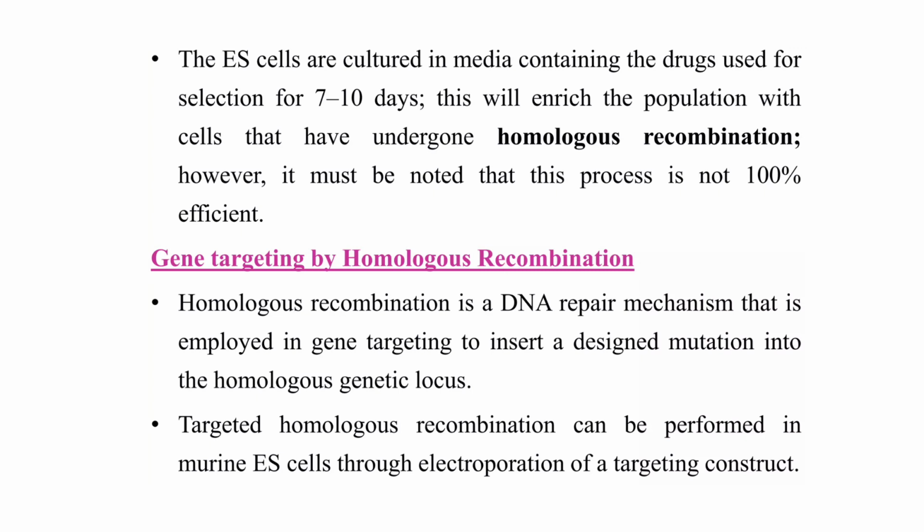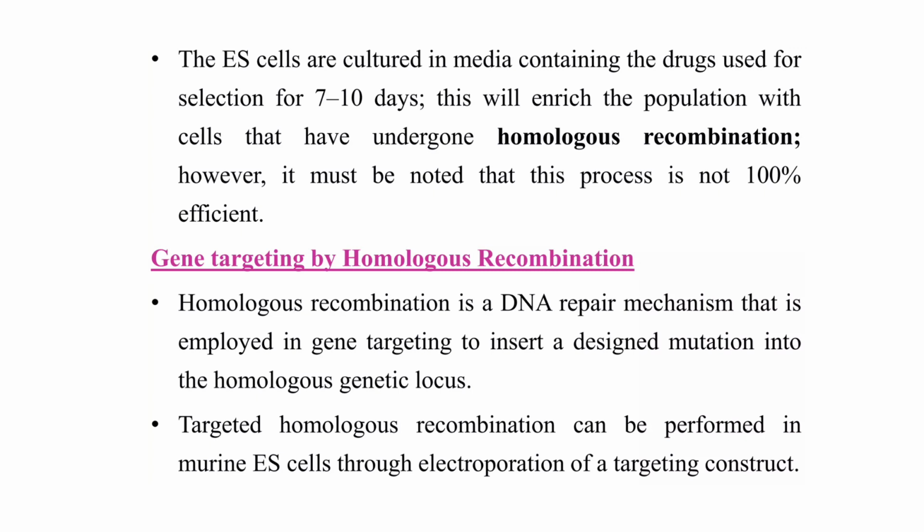The embryonic stem cells are cultured in the media containing the drugs used for selection for 7 to 10 days. This will enrich the population with cells that have undergone homologous recombination. However, it must be noted that the process is not 100% efficient.